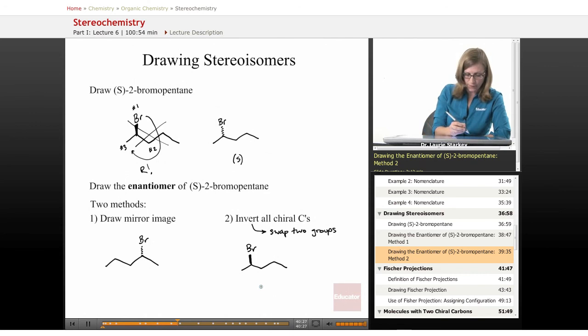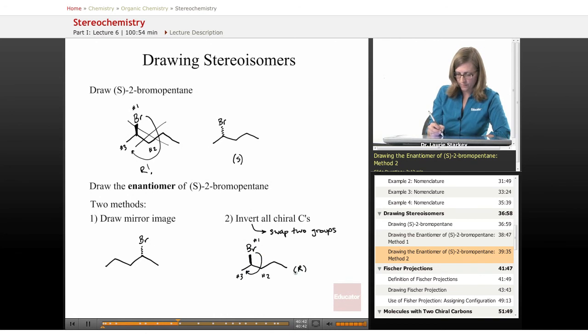Now let's check the configuration here. We can do it on this one. Here we have bromine is 1, propyl is 2, and the methyl is 3. It looks like this was the first guess we had up top here, isn't it? This is 1, 2, 3. This is the R configuration.